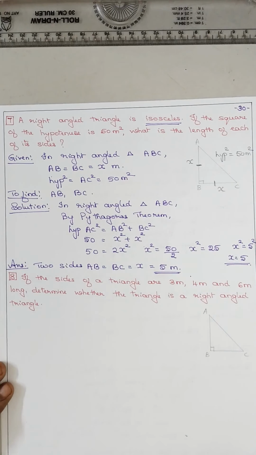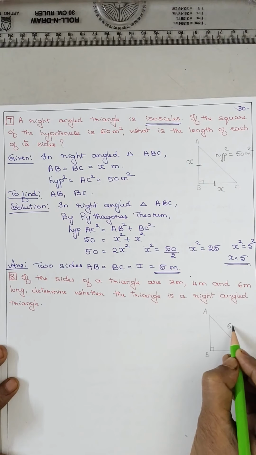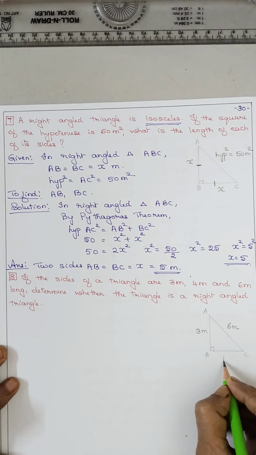Now coming to the eighth sum, if the sides of a triangle are 3 meter, 4 meter and 6 meter long. Determine whether the triangle is a right angle triangle. So 3 sides are given, and it is asked whether this makes a right angle triangle or not. So what do we say, the bigger side is always the hypotenuse and the others are the other sides.